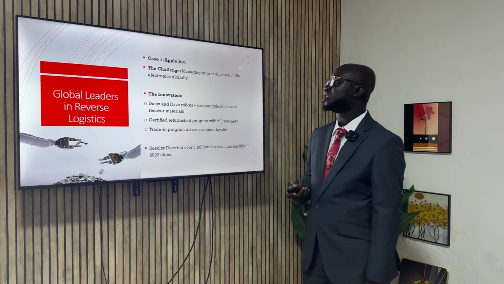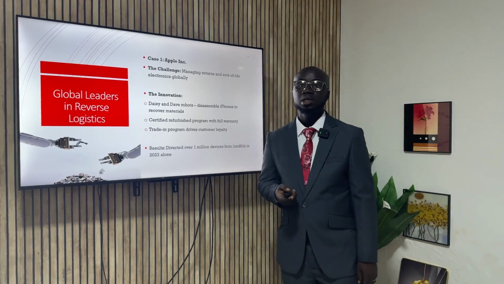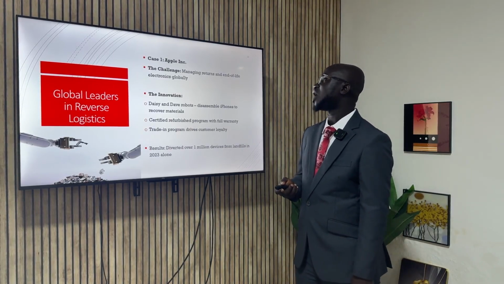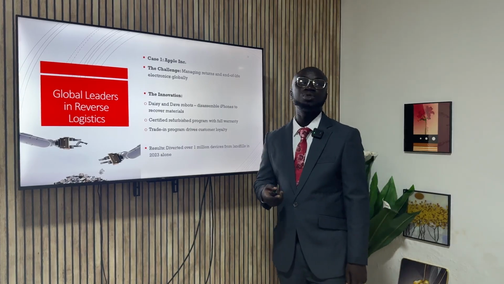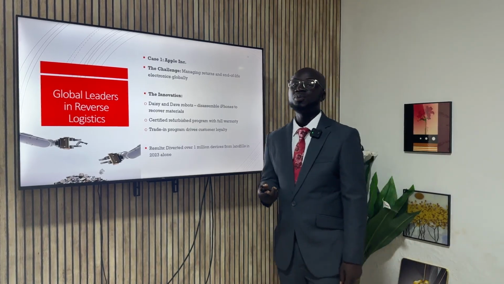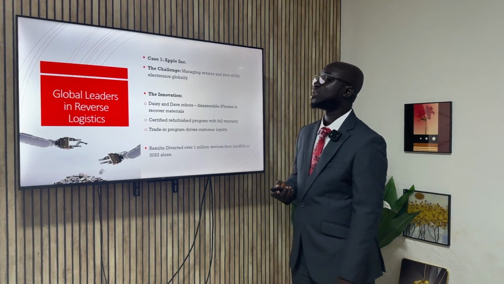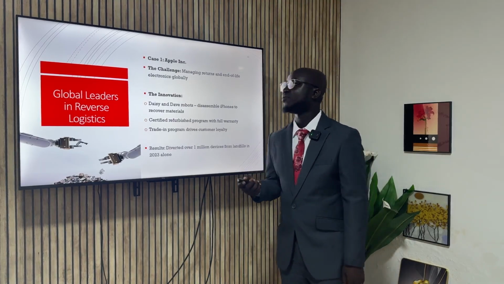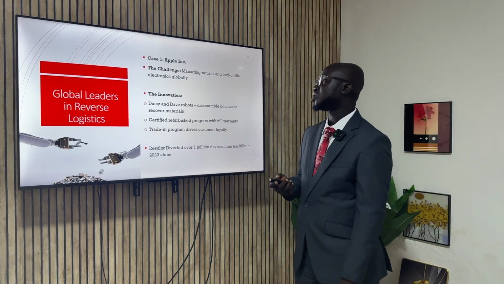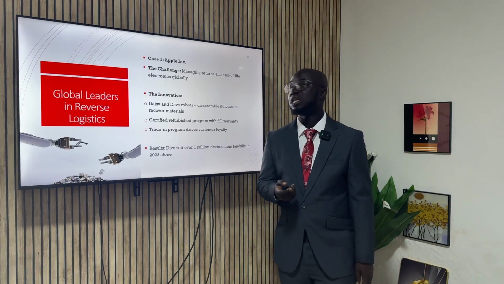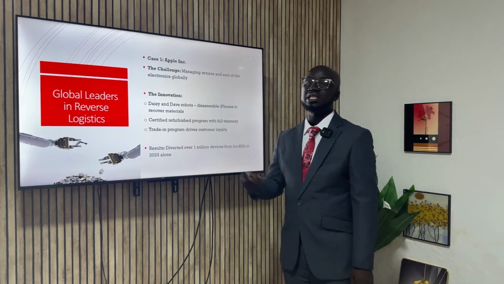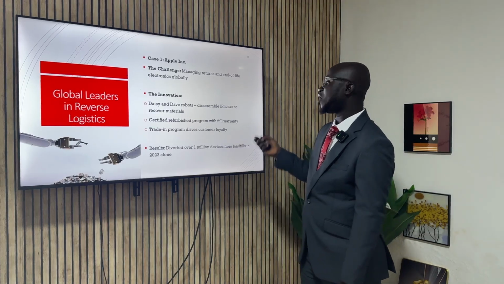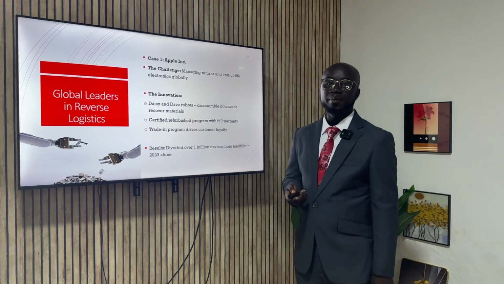Now let's look at global leaders when it comes to reverse logistics, and we will look at the famous Apple. I'm sure we all use it, mostly in Ghana. People are lovers of Apple products. In fact, the major challenge for them is managing returns and the end-of-life logistics of electronics. But they didn't let these challenges weigh them down. That is where the innovation of their Daisy and Dave robots came in, which helped disassemble iPhones to recover materials.